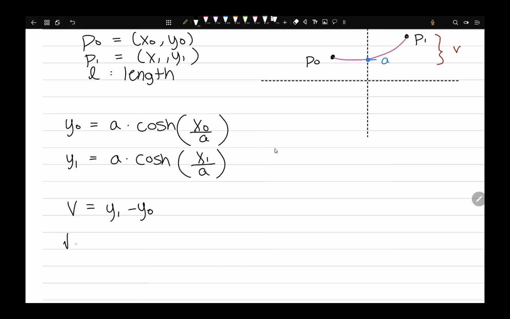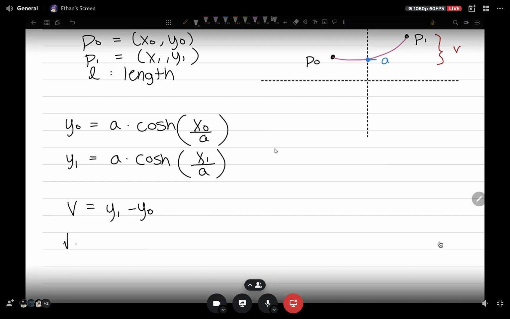I think I have forgotten to mention something. What I've forgotten to mention is that we also have a value for L. We have a value for V in terms of cosh, and we also have L, which is our arc length. If we use the arc length formula that we have above, we know that L is the integral from x naught to x1 of the square root of 1 plus f prime of x squared. I think I forgot the squared. Yeah, I did forget the squared. In our case, our function is cosh, where we know the derivative is sinh. So we're going to get this as our integral. And then this simplifies quite nicely.